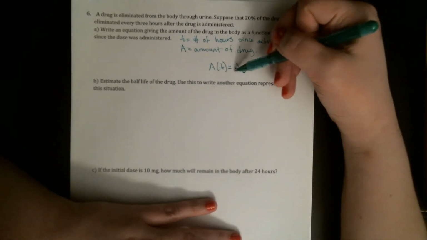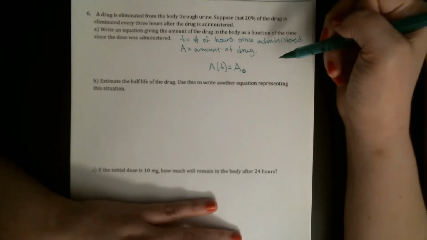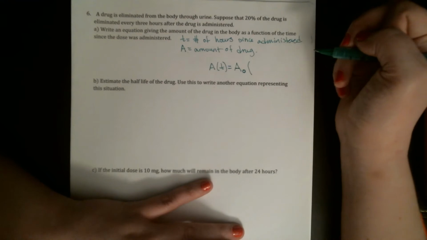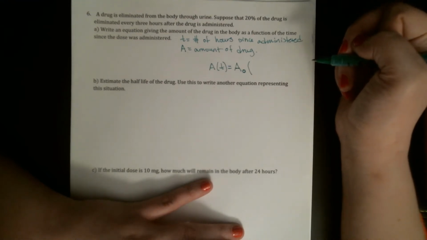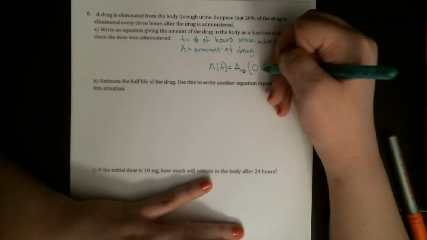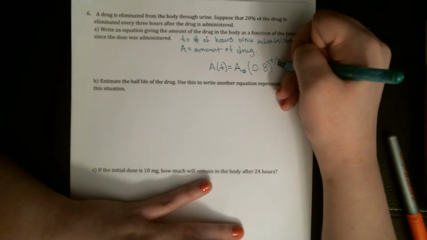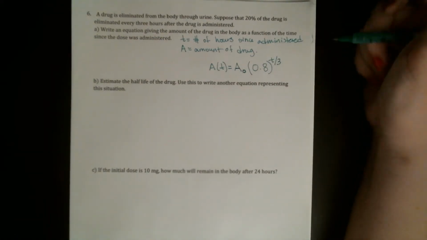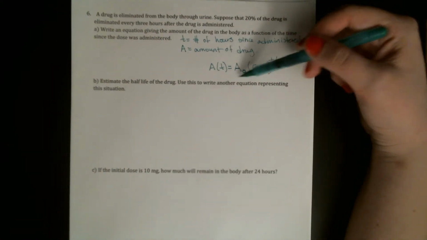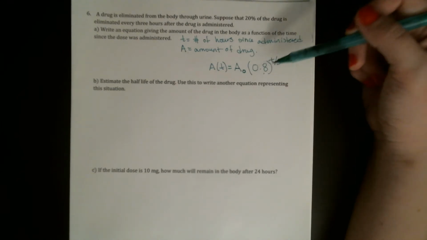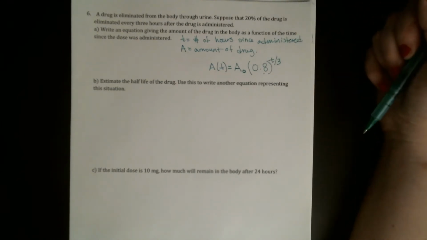Okay, so again, this is just a variable representing initial amount of drug. We know that whatever we're starting with, it's decreasing by 20%, which means we're ending up with 80% of what we started with every 3 hours. So this would be our setup. So starting with initial amount A naught, decreasing by 20%, ending up with 80% once every 3 hours.